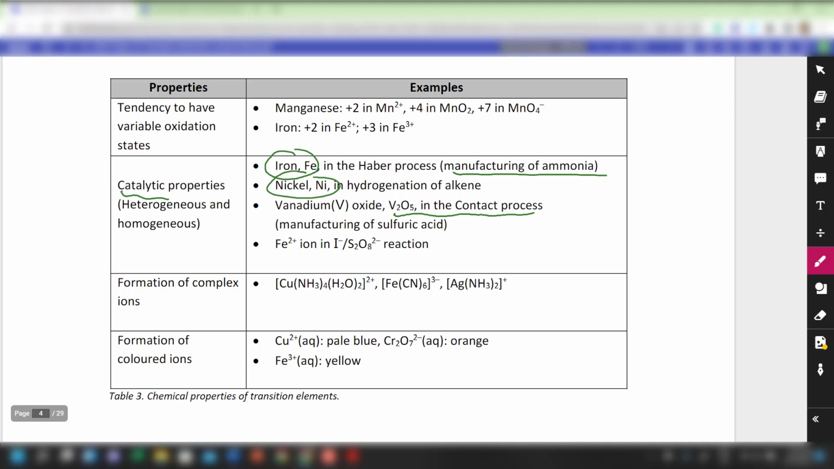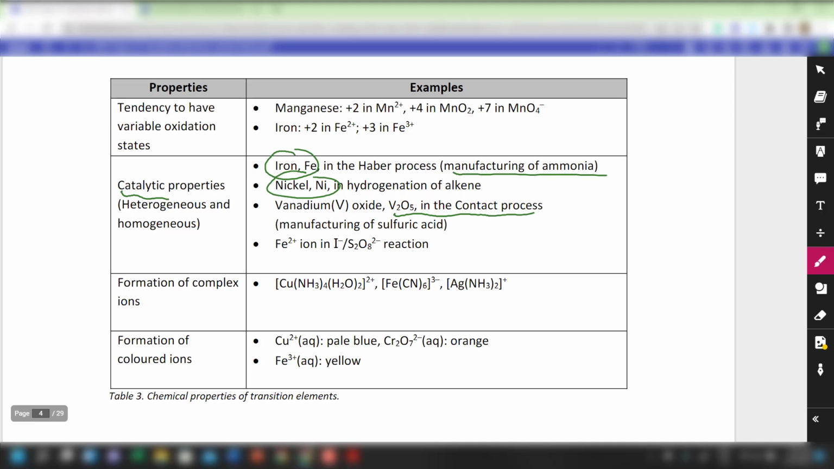It's usually one of the application examples teachers in secondary school will use besides talking about ammonia. So this contact process is being used to manufacture sulfuric acid. Vanadium(V) oxide exists as a solid as well. What about homogeneous catalysis?